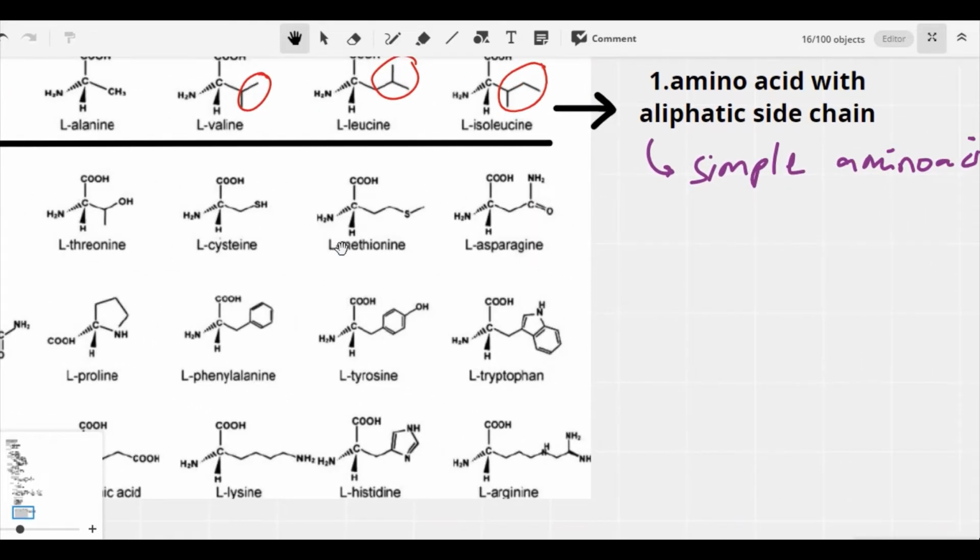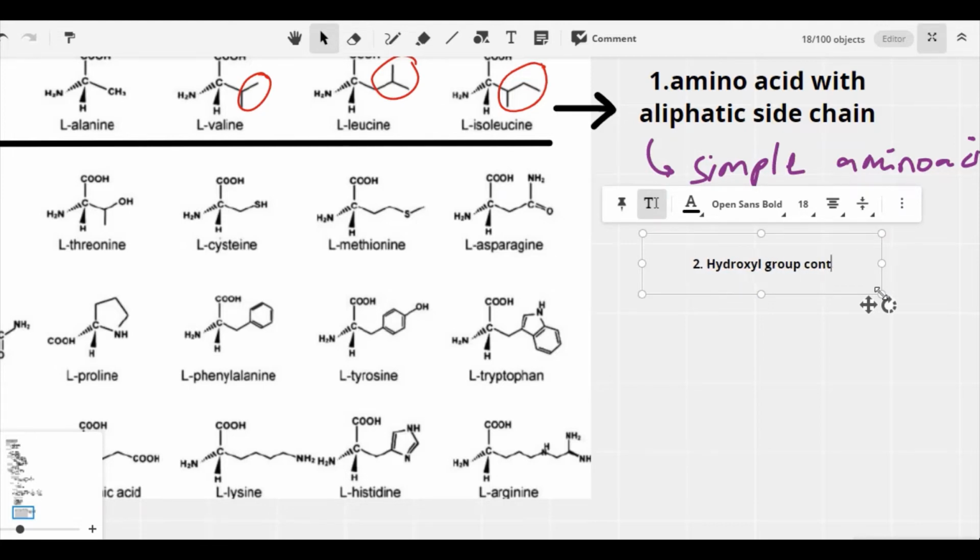Now the next one, we are going to classify the second group, and I am going to write here hydroxyl group containing amino acids.